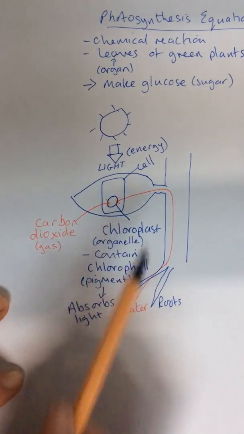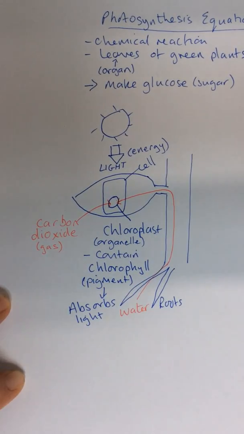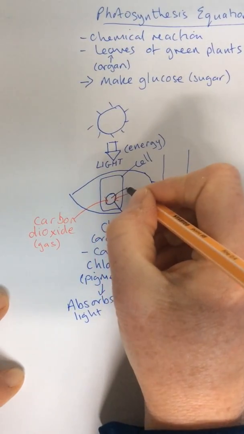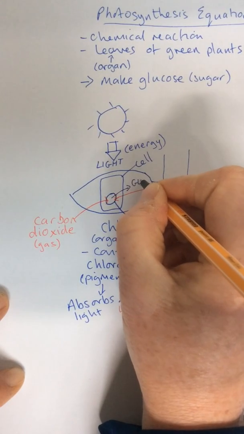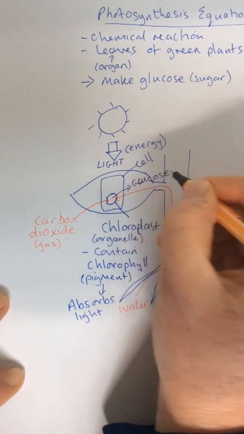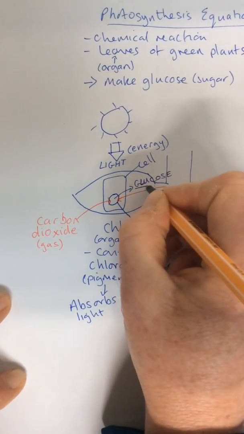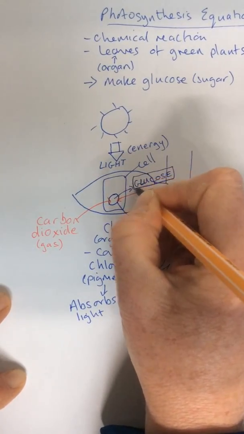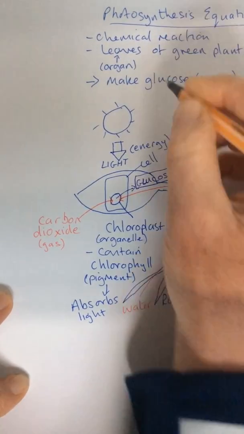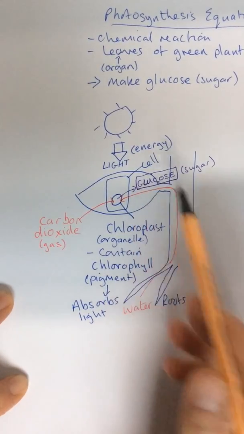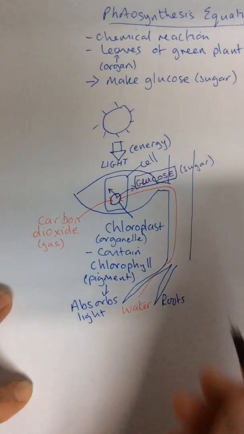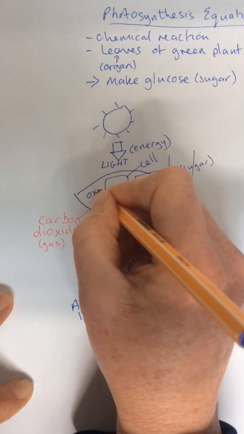these two substances can produce some products. They produce the useful product, which is glucose. Glucose is basically a sugar. We said that up here. So glucose is produced, and then the other thing that is produced, which is kind of a waste product, but which is really useful to us, is oxygen.